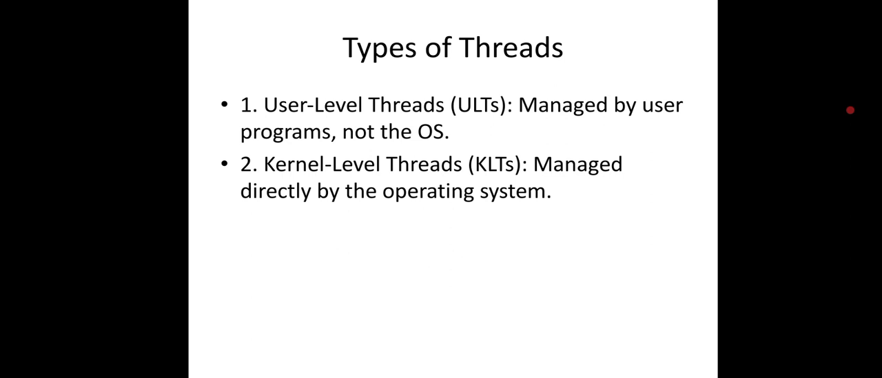Types of thread. User level threads are managed by user programs, not the operating system. Kernel level threads are managed directly by the operating system.